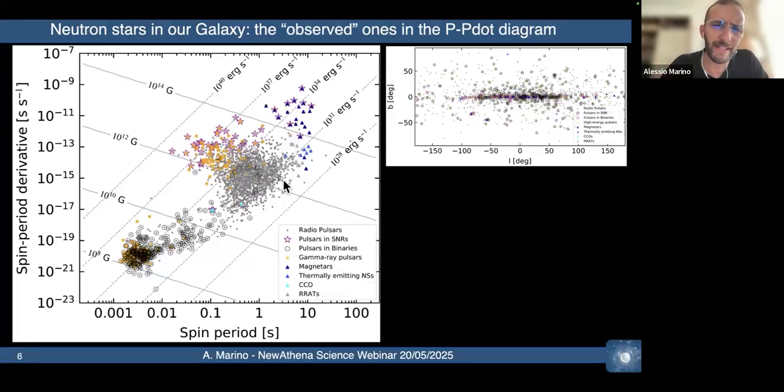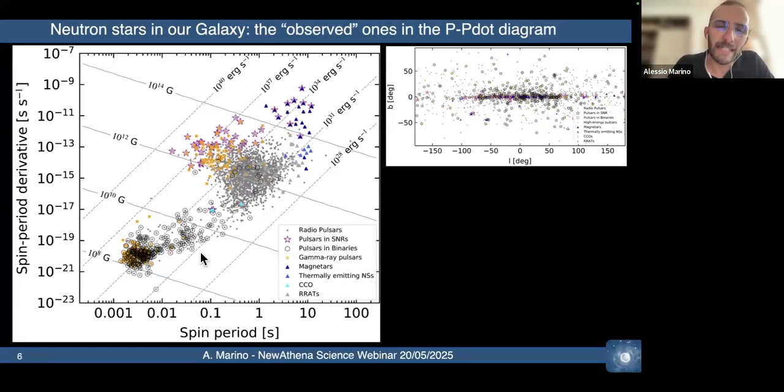And as you can see, the population of known neutron stars is clearly divided in two main families. There is this big bulk of neutron stars at relatively high spin periods, high spin period derivatives and magnetic fields. This is the population of young to middle-aged neutron stars. And then we have in the bottom left corner of this diagram a population of neutron stars which are very fast spinning, with periods of about a millisecond, but also have very low magnetic fields and spin period derivatives. This is the population of millisecond pulsars.